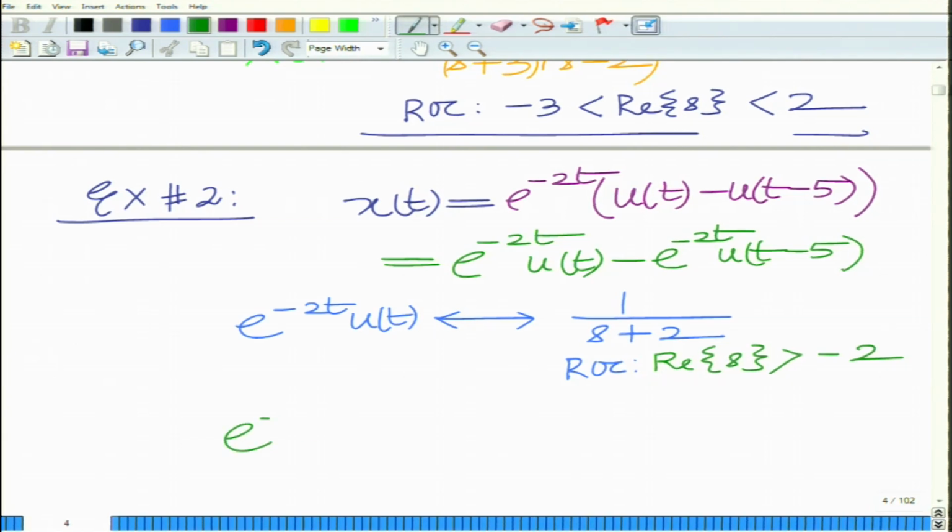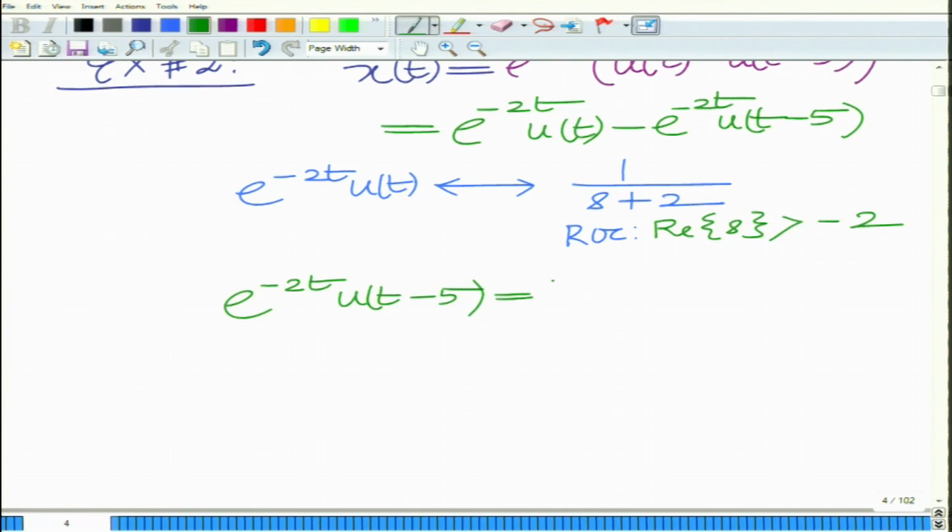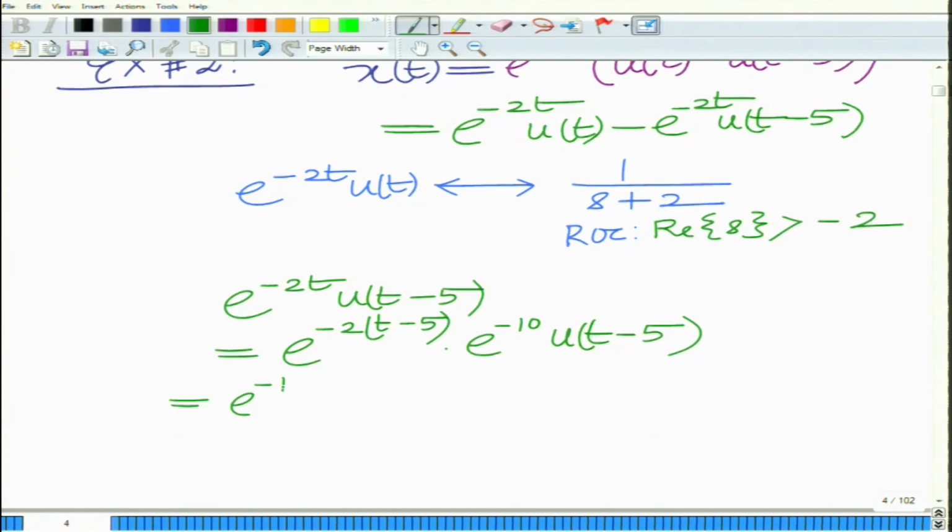Now, consider this signal e raised to minus 2t u(t minus 5). This signal can be equivalently written as e raised to minus 2(t minus 5) times e raised to minus 10 into u(t minus 5), which is e raised to minus 10 into e raised to minus 2(t minus 5) into u(t minus 5).